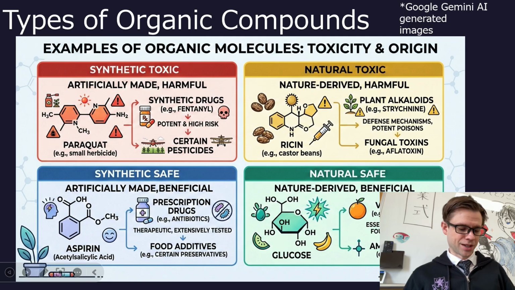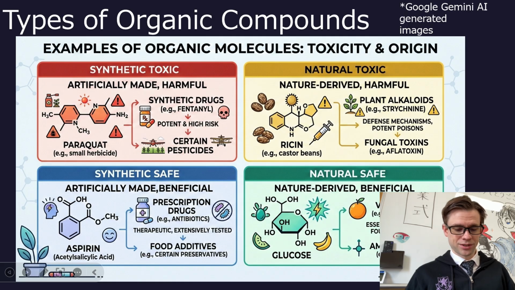So just synthetic toxic things, we might look at paraquat, herbicides, pesticides, synthetic drugs like fentanyl. Obviously people do that recreationally, but even a couple of milligrams of fentanyl will kill you, I'm pretty sure. These are potent and high risk, and there's many synthetic toxic chemicals. Natural toxic then, just as bad.